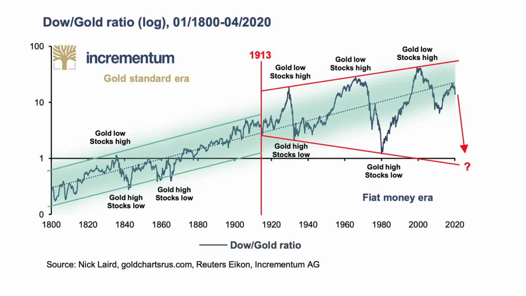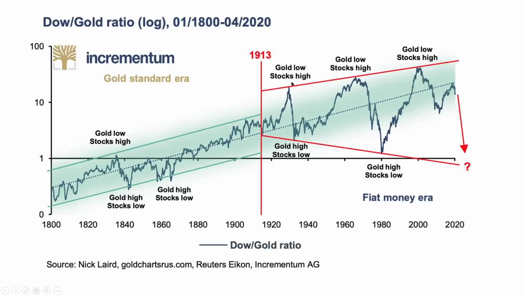So here's the Dow to gold ratio. This is what it looks like, and we've got the 1913 line here. Before 1913, this is what the ratio looked like. It was going in an upward trend, which means that the Dow was increasing at a faster rate than gold, and could purchase more and more gold over time. That means that on a very long-term perspective, stocks were stable and could outperform gold over time.